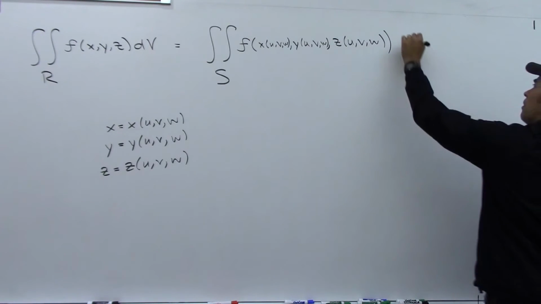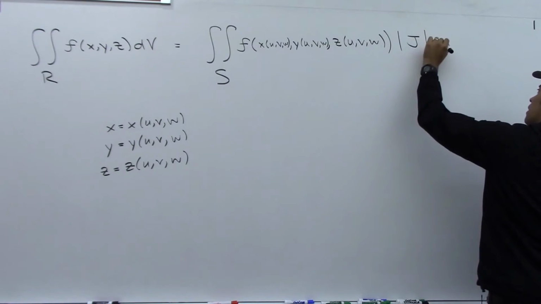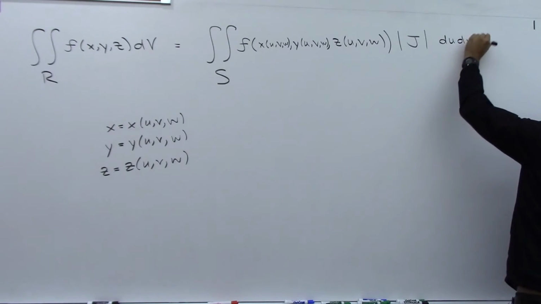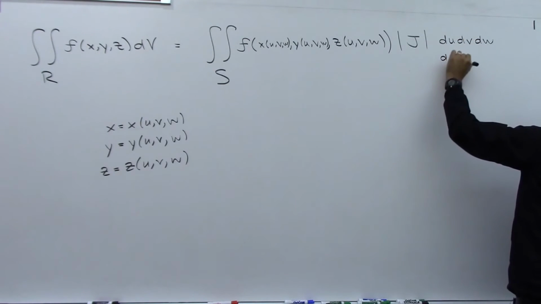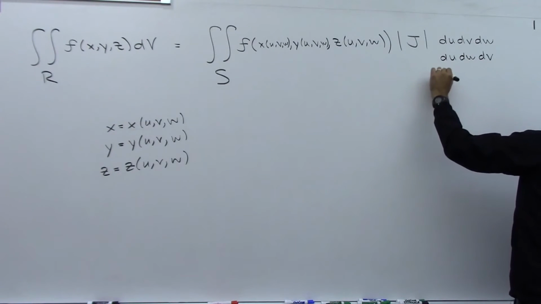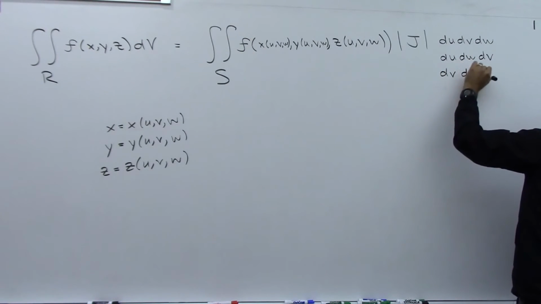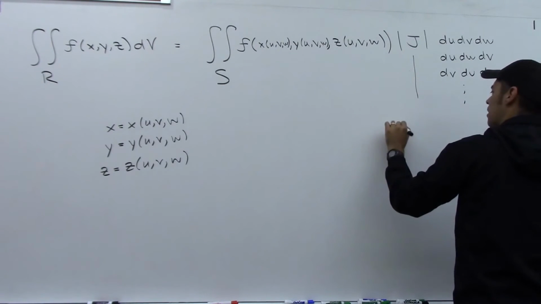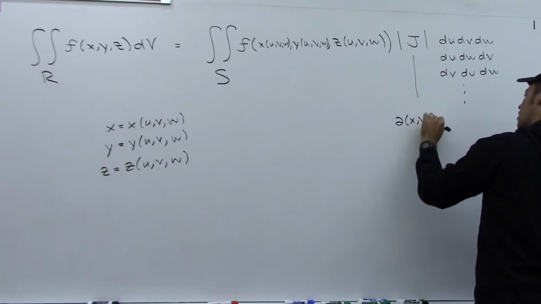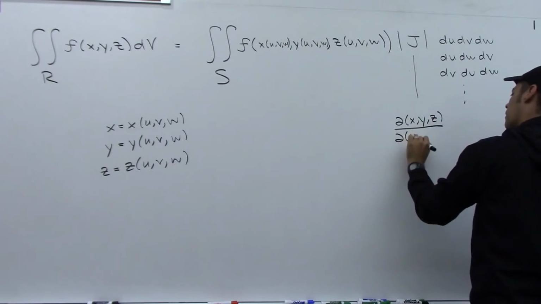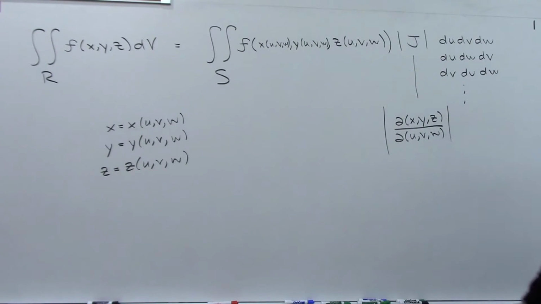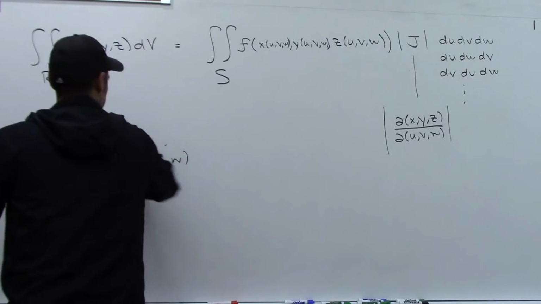And then I have the absolute value of my Jacobian. And then this will either be like du dv dw, or maybe it's du dw dv, or maybe it's dv du dw, and there's a few more combinations. But the important thing is that this right here is that Jacobian determinant, whatever that is, that's a determinant, and then the absolute value of that. Okay, so what I'm going to do now is I'm going to do a few examples.